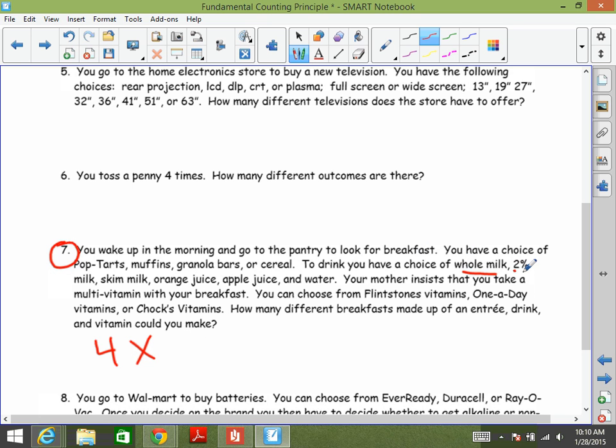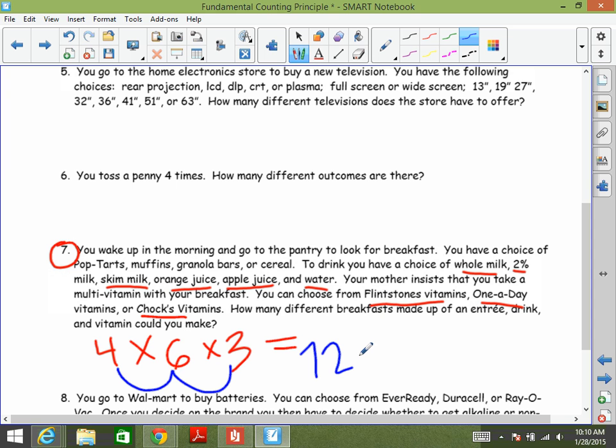Whole milk, 2%, that's 2. Skim milk is 3. Orange juice is 4. Apple juice is 5. And water is 6. 6 drinks. Times. What's our next category? 3. Okay, what's that consist of? The vitamins. Flintstones, one a day, and chalks. That's 3. Okay, now we multiply this out. 4 times 6 is 24, and 24 times 3 is 72. See how that works?